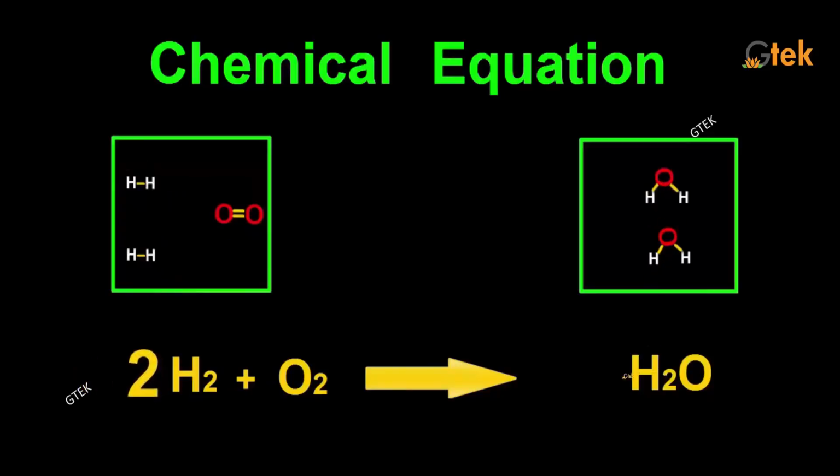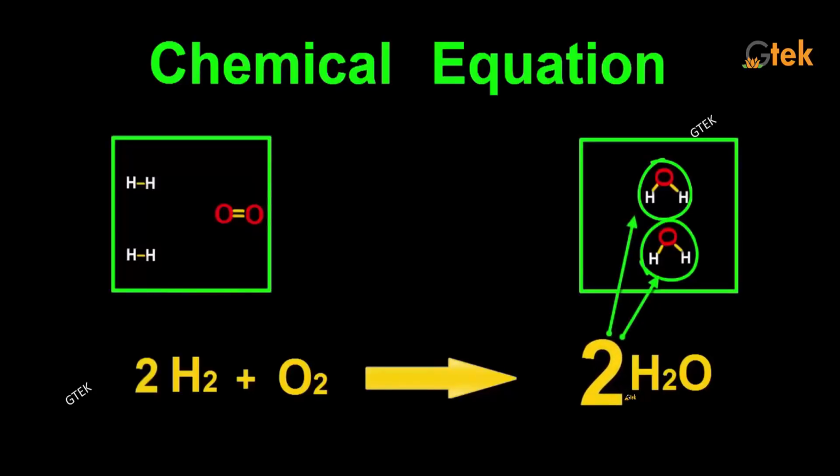So we need 2 here. 2 H2 plus O2 gives 2 water molecules here. So we need 2 here. This is called balancing the equation. Now the equation is balanced.